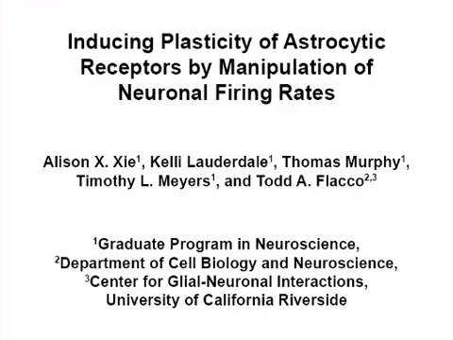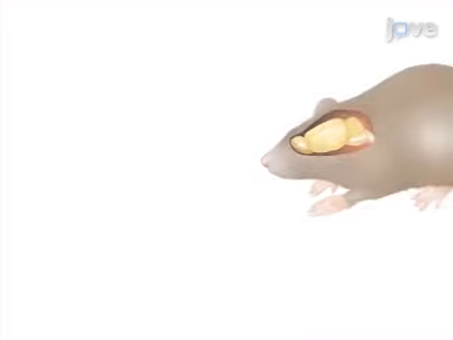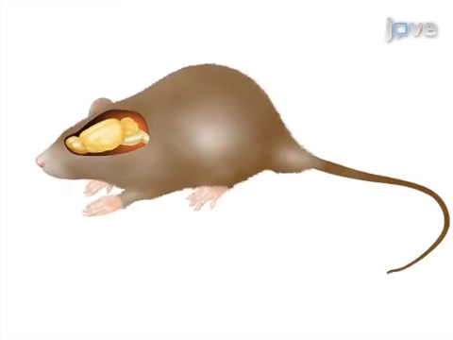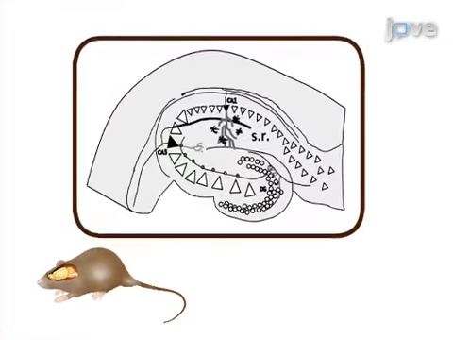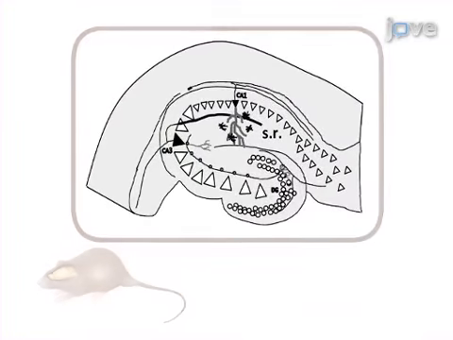The overall goal of this procedure is to induce long-term increase or decrease in astrocyte Gq G protein-coupled receptor signaling in response to changes in neuronal synaptic transmission. This is accomplished by first preparing acute hippocampal slices from wild-type mice.